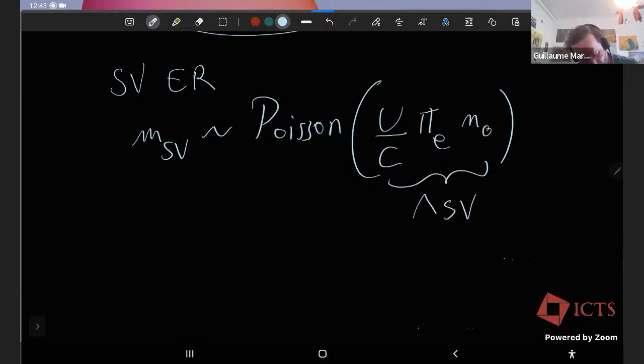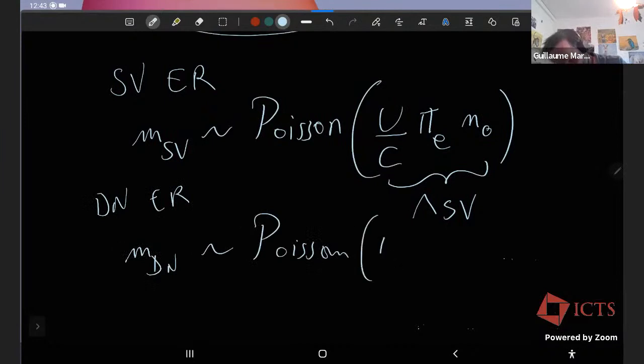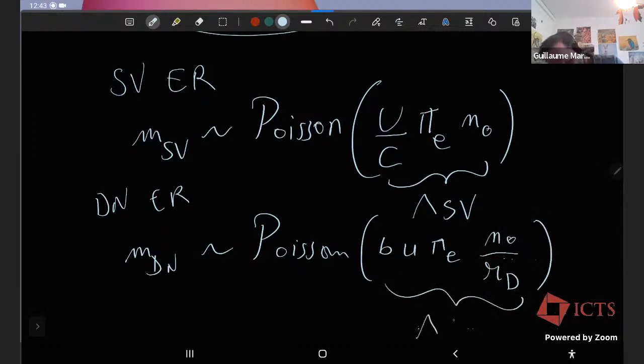We have de novo rescue, which is also a Poisson. And this rate, after all the way to extinction, is B times U times PE times N0 over R decay. And that will be lambda DN, the rate of the Poisson.